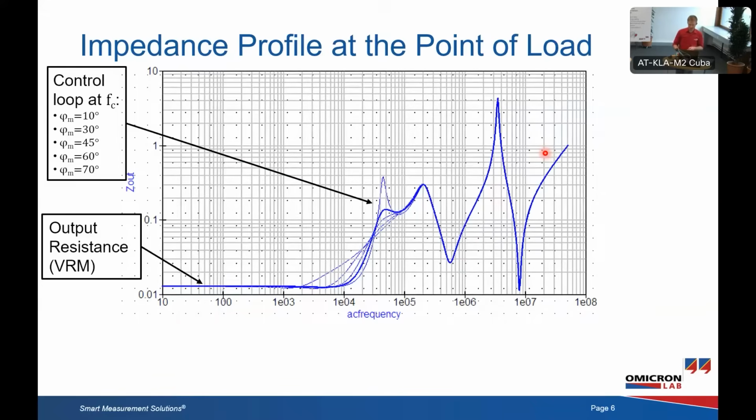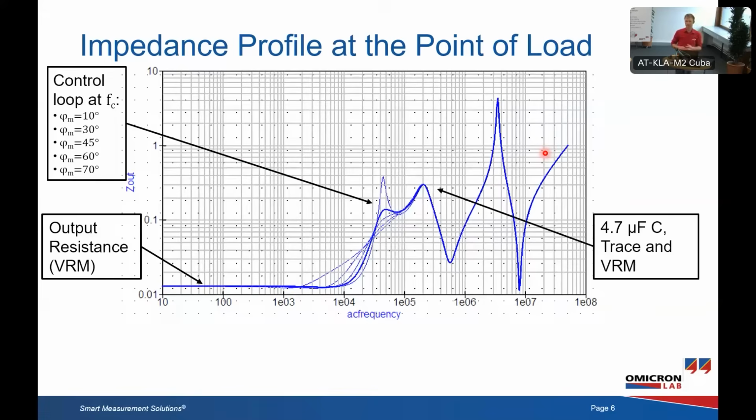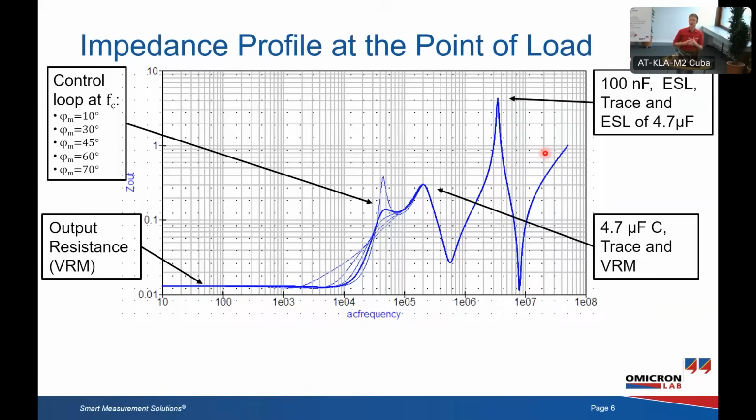Then there is a resonance of the 4.7 microfarad capacitor and the trace and the VRM. And then there is another resonant peak from the 100 nanofarad capacitor with the ESL and the trace and the ESL of the previous capacitor.